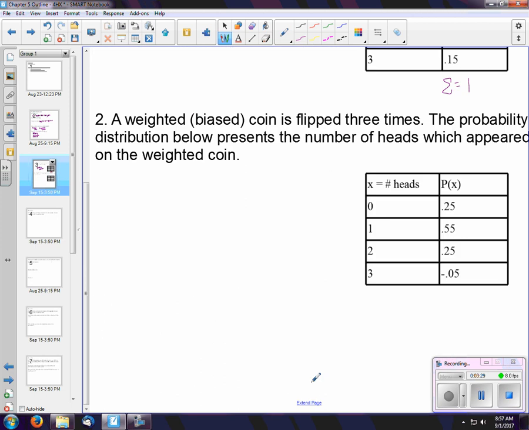How about this example here? A weighted or biased coin is flipped 3 times. The probability distribution below represents the number of heads which appear on that weighted coin. So when you flip the coin 3 times, there can be anywhere between 0 and 3 heads appear. If we take the sum of this column, we have .25, .50 plus another .55, that's 1.05 minus .05. So that does actually add up to 1. However, what breaks this? The fact that the probability of 3 heads appearing is a negative value on here, that is something that's impossible. You cannot have negative probability. So this time we can say that this is not a probability distribution.